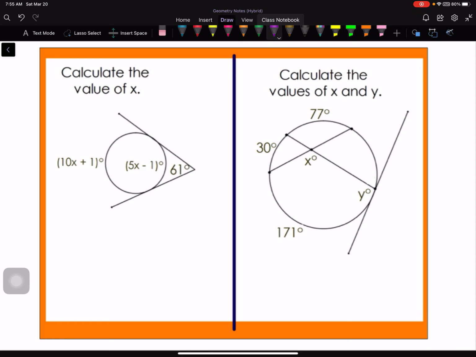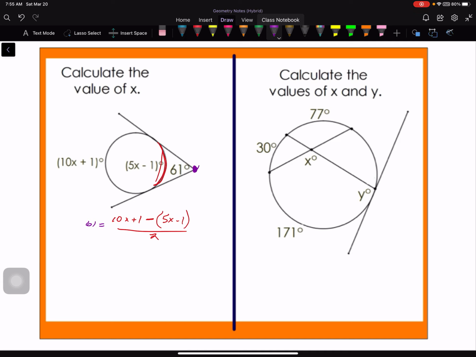So you have to figure out, is my vertex inside, outside, or on the circle? In this case, we're outside, so you're taking the big arc minus the small arc. So my angle, 61 degrees, equals my big arc. Here's my big arc, 10x plus 1, minus the small arc, which is 5x minus 1. You're dividing that by 2.